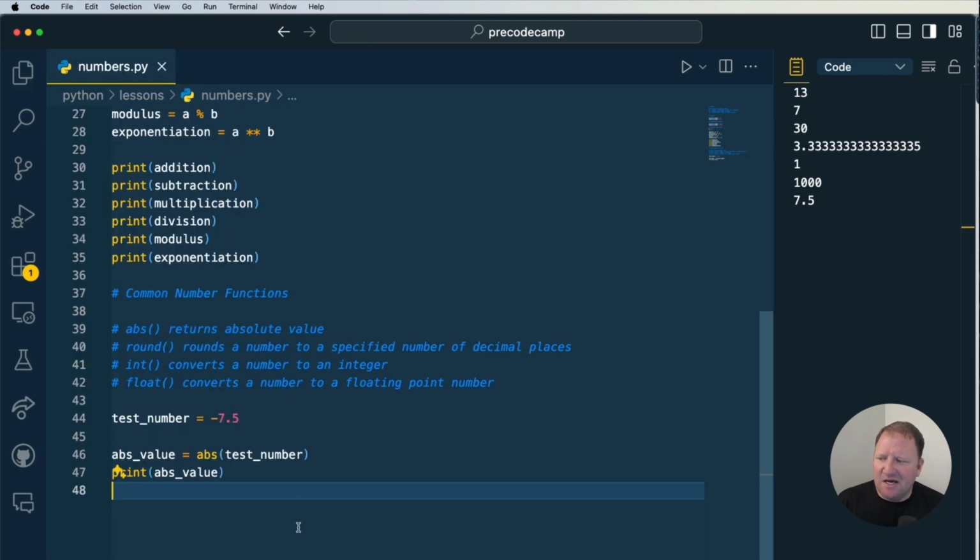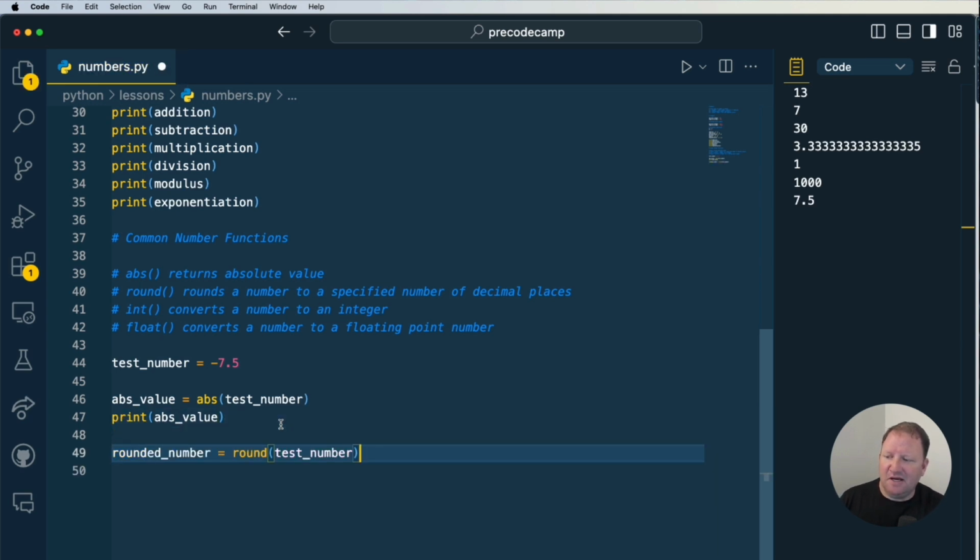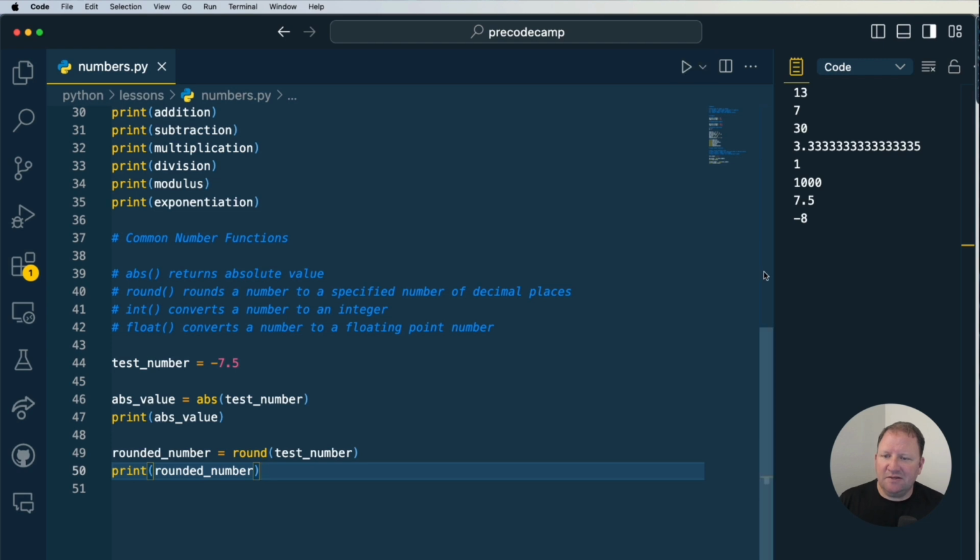And again, I'm going to expand this just a little bit so it's easier to read for you all. Next, we're going to try the round. So let's see what the round does for us. Round number, and then we're going to throw in our test number. So save that, and then let's print it out, and run it. Let's see what we get. We get -8. So you can see that it did round up.